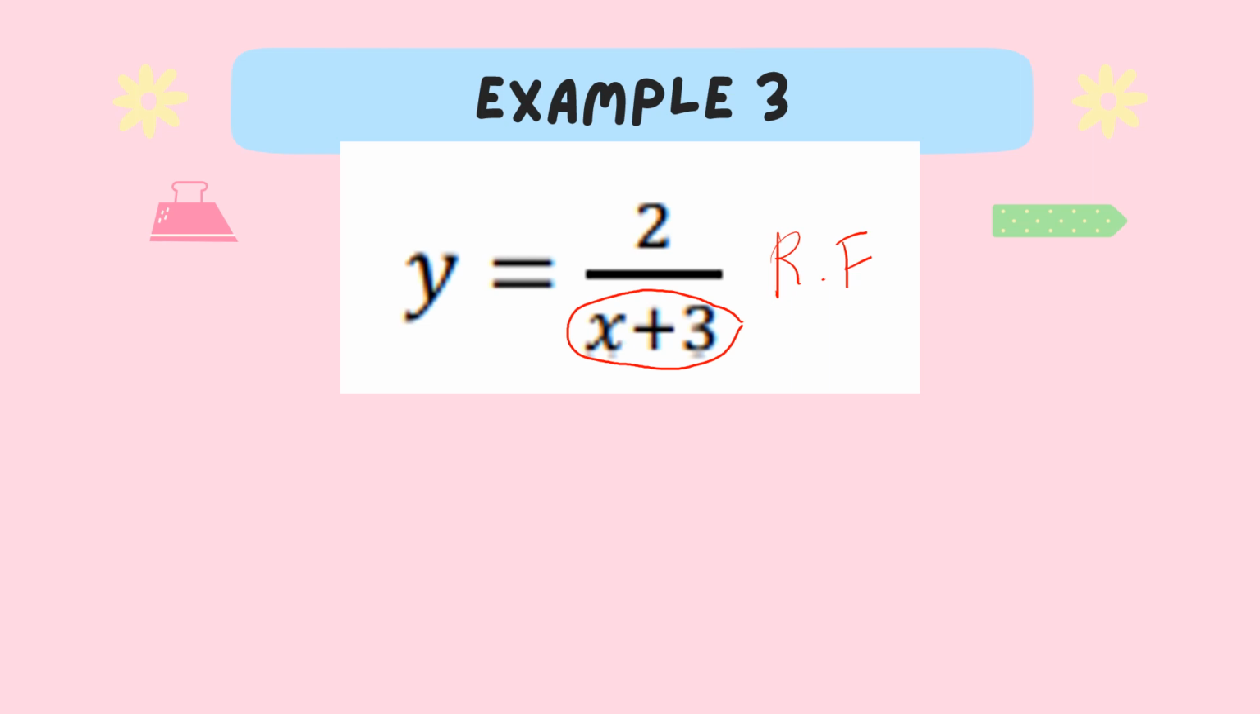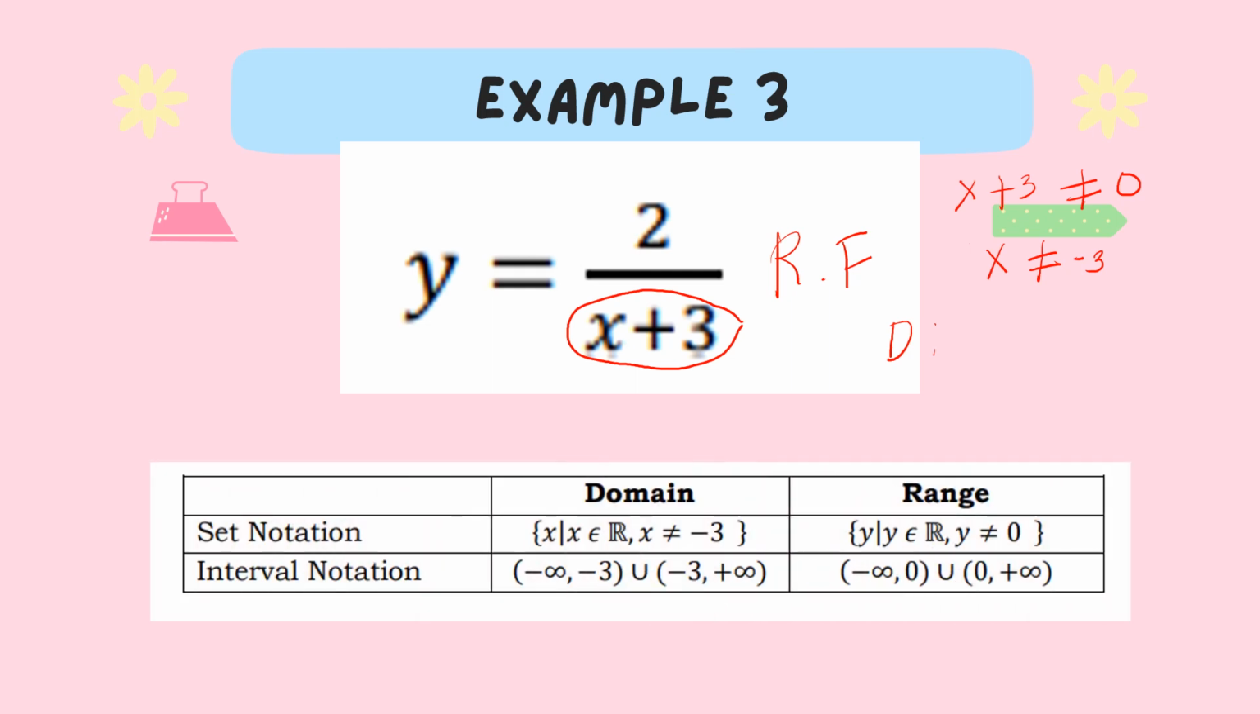To get the restricted value of x, we just have to take the denominator x plus 3 and take note that the denominator should not be equal to 0. Solving, x is not equal to negative 3. So, as we said, the domain are elements of real numbers except negative 3. In interval notation, it's from negative infinity up to negative 3, union negative 3 up to positive infinity.